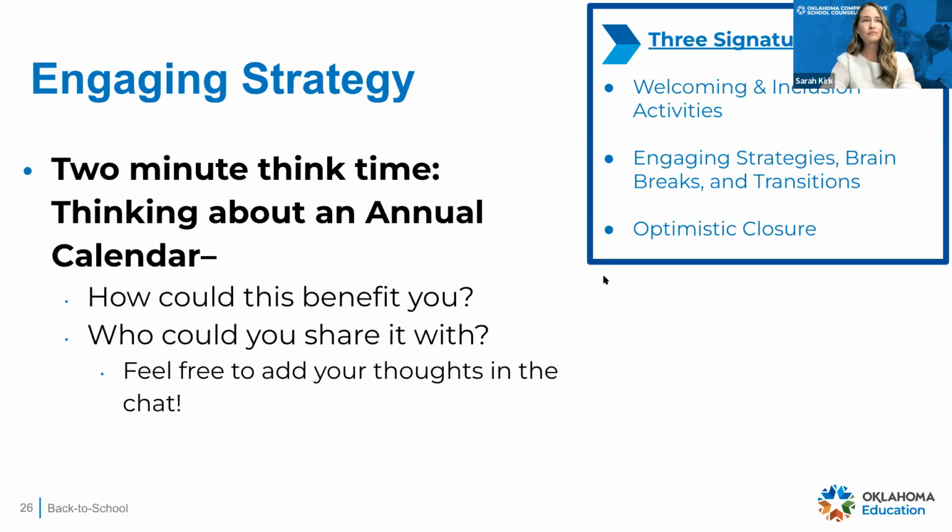All right. I'm going to give you guys just a quick 2-minute think time. So again, I told you these 3 signature practices I try to implement into all of my presentations. And this engaging strategy just gives you some time to think. And I'd just like you to reflect on a couple of questions you can see on the screen. How could this benefit you, the idea of having an annual calendar? And then who could you share your annual calendar with once you have one up and running? And feel free to add your thoughts in the chat if you'd like, but I'm going to go quiet for about 2 minutes. I'll come back to you at 3:45.